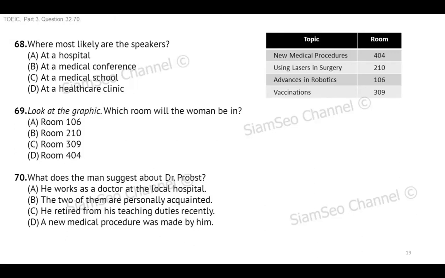Number 68. Where most likely are the speakers? Number 69. Look at the graphic. Which room will the woman be in? Number 70. What does the man suggest about Dr. Probst?